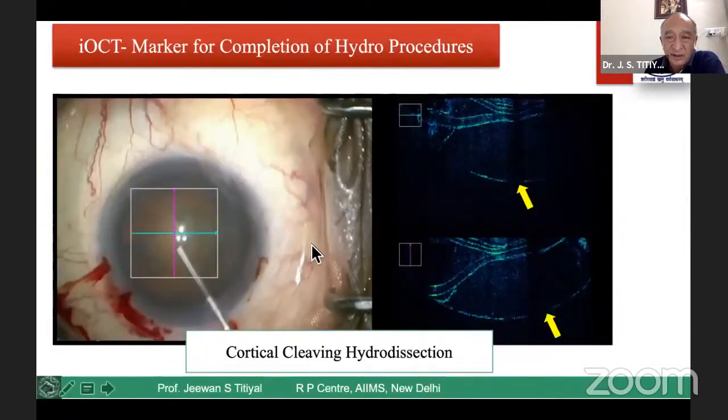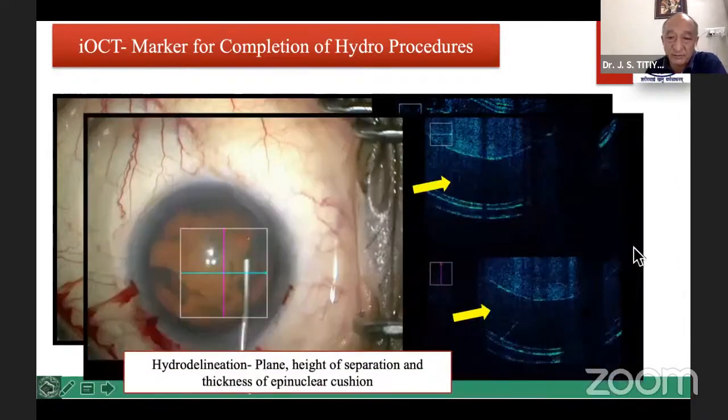The second important aspect is to see what type of hydro procedure we have done in these cases. Clinically we talk about the upward shift of the lens diaphragm, a fluid wave, but it's very difficult to see if you have achieved cortical cleaving hydrodissection. If you see here, very classically, we know that the posterior capsule is clean, there's a space, and the epicortical cushion is also detached from there. So this is the actual cortical cleaving hydrodissection which we have achieved here.